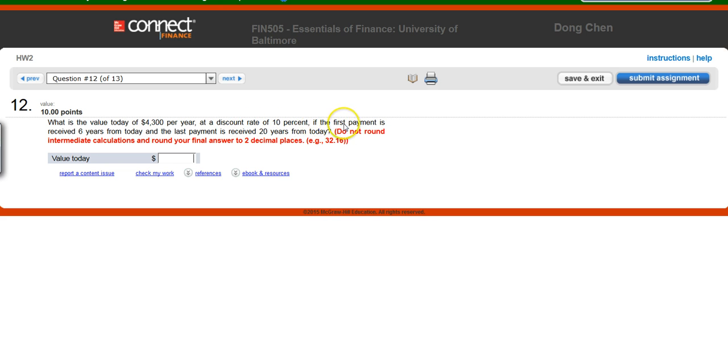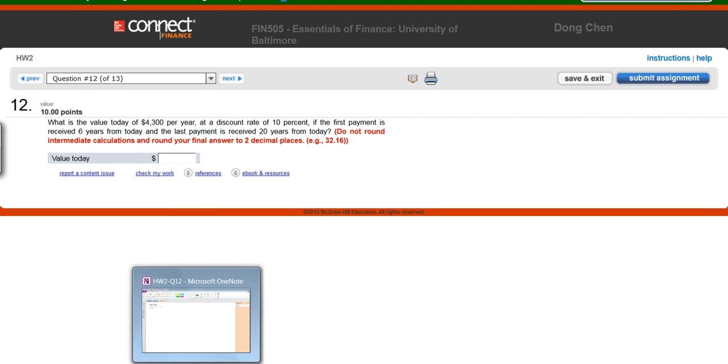And if the first payment is received 6 years from today, as we just said, sometimes the first payment may not start from the end of the year relative to your current year, which is year 0. But here it actually starts from year 6. And the last payment is received 20 years from today. So why don't we draw a chart so we can better understand what this means.